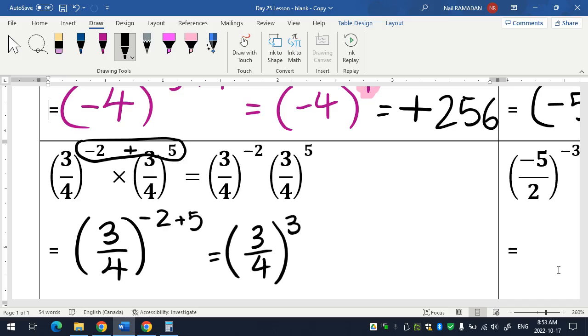Who knows what to do here? By the way, there are two ways to do this now. There's a long way, listen up, and there's a shorter way. What would be the long way? To legit write the fraction how many times? So think about it this way. You write 3 over 4 times 3 over 4 times 3 over 4.